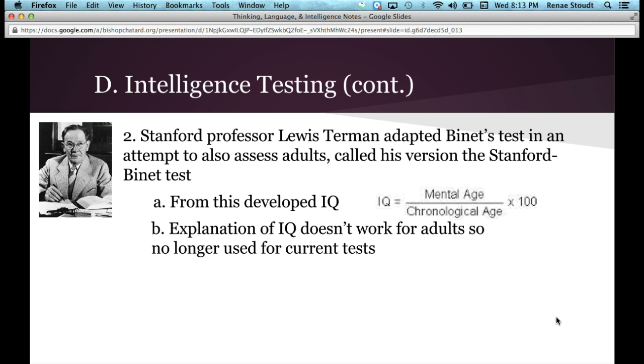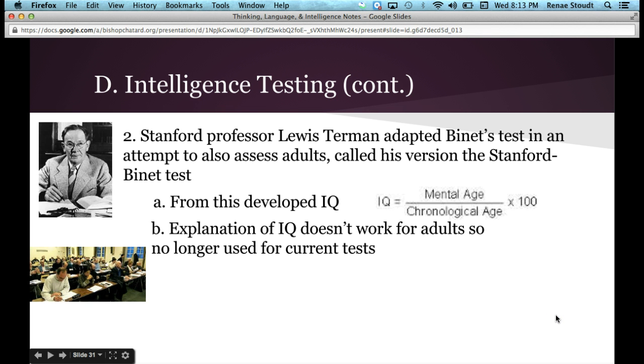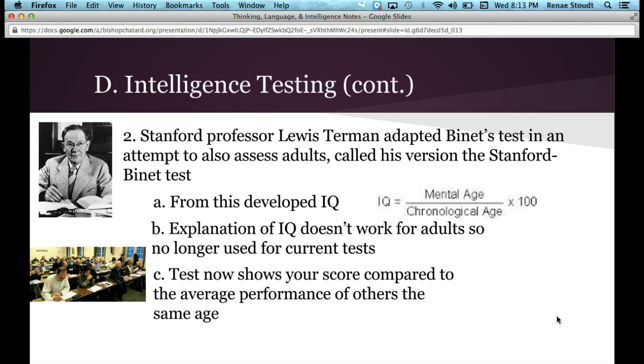So IQ is no longer used for current intelligence tests. If somebody is talking about taking an intelligence test, they're like, "Ooh, I'm going to get my IQ." No, that is not what you're getting. What you are getting when you get your test score is going to be showing you how you performed compared to other people your age. So this is not telling you your IQ anymore. They don't do IQ anymore.